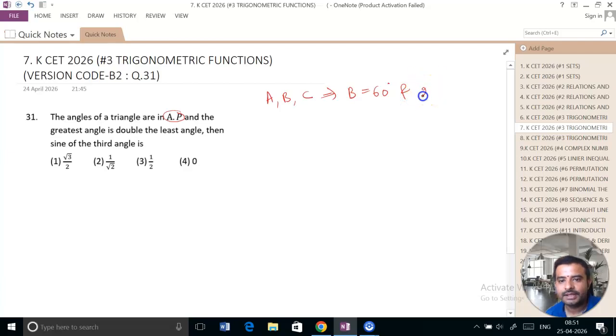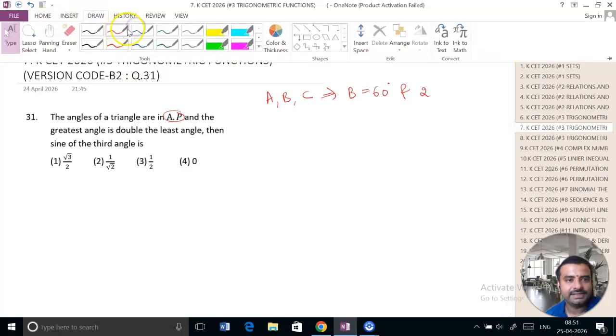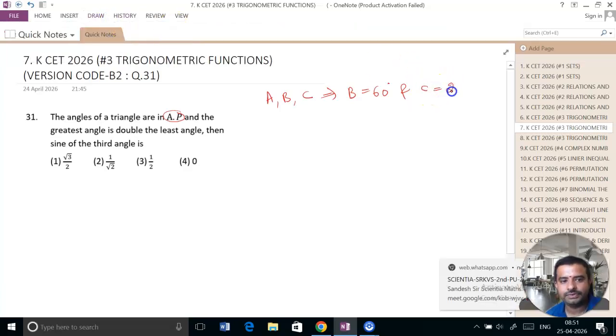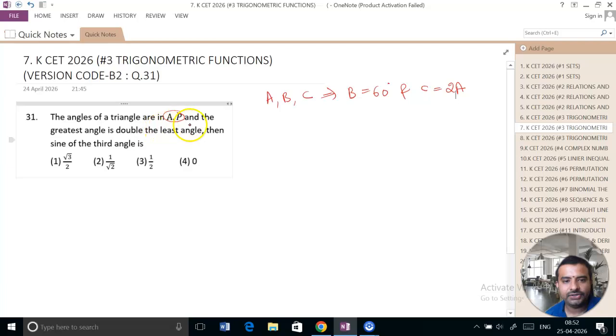and the greatest angle, what is the greatest angle here? If you consider the greatest angle as C, C is equal to twice the least angle. What is the least angle? A. And you should remember, in the context of an AP problem of this type, the third angle usually refers to the middle term. So what is the middle term here? B. So B is equal to 60 degrees, this is the time saving result.